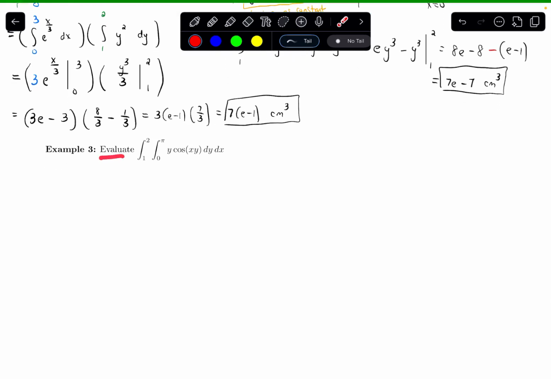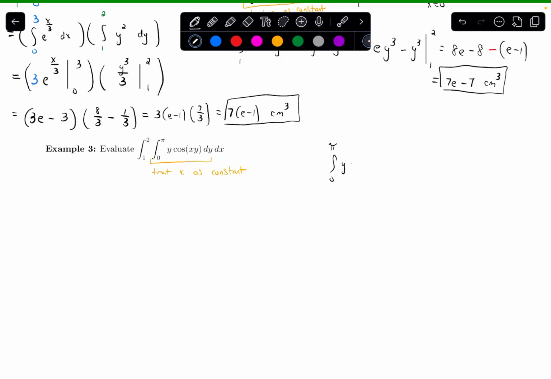Let's say I want to evaluate this double integral here. So in the order in which it's written with the dy inside, for this we would be treating x as a constant. So what would that antiderivative look like? Let's first just imagine x is a constant, like 3. So that inner integral would be from 0 to pi. We have y times cosine of, let's just plug in like 3 for x, 3y dy.